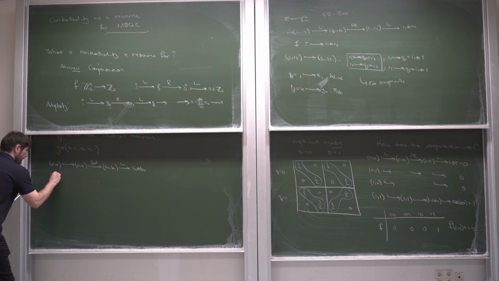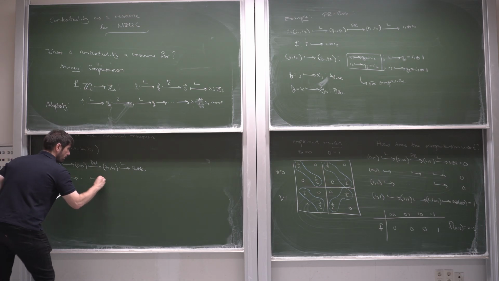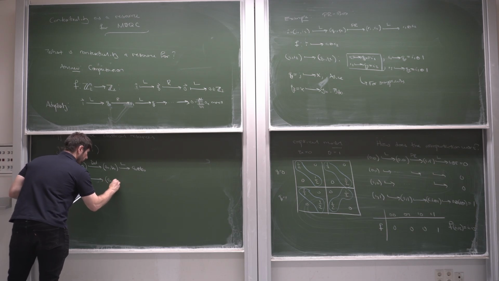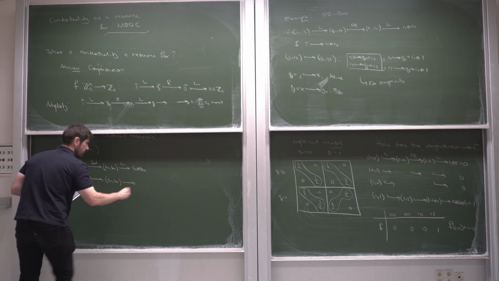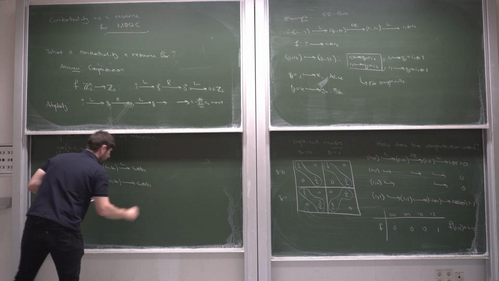Similarly, if I do 0, 1, the outcomes of the measurements are going to be A0, B1. So I get A0, B1.